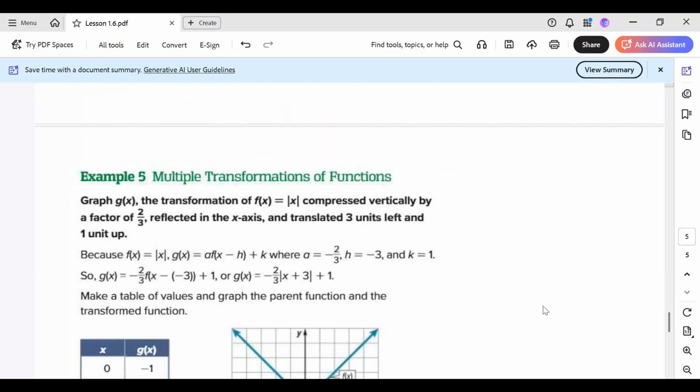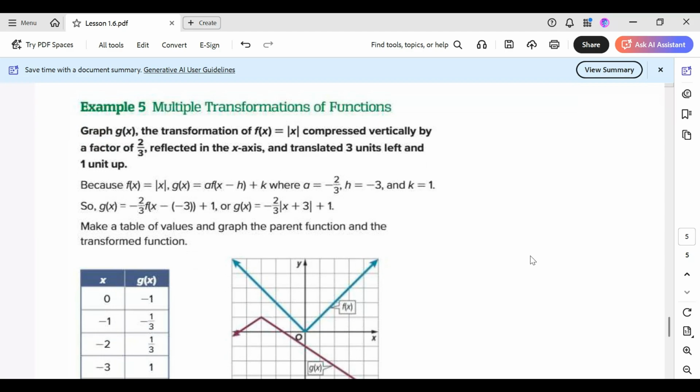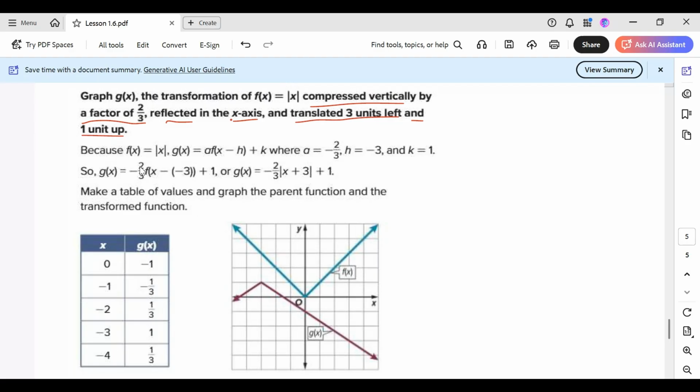In example 5, they are going to have us do multiple transformations of functions. So it says graph g of x, the transformation of f of x equal to absolute value of x, compressed vertically by a factor of 2/3, reflected over the x-axis, translated 3 units left, and then up 1. So they set it up for us saying because f of x is equal to absolute value of x, they have our equation, g of x equals a times f of x minus h plus k.